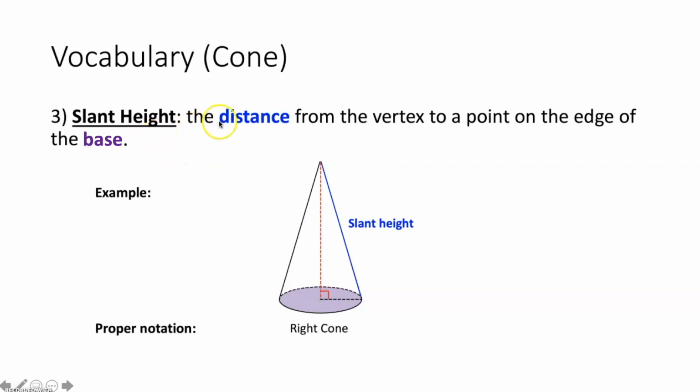Now the slant height is going to be the distance from the vertex to a point on the edge of the base. So if we draw any line segment going from the vertex to some point on the edge of our circular base, that line segment would be considered a slant height.